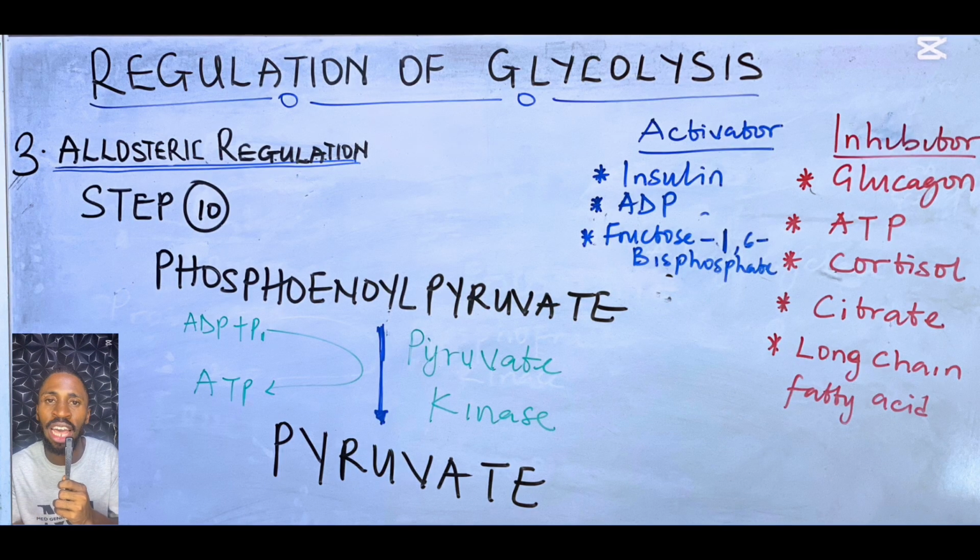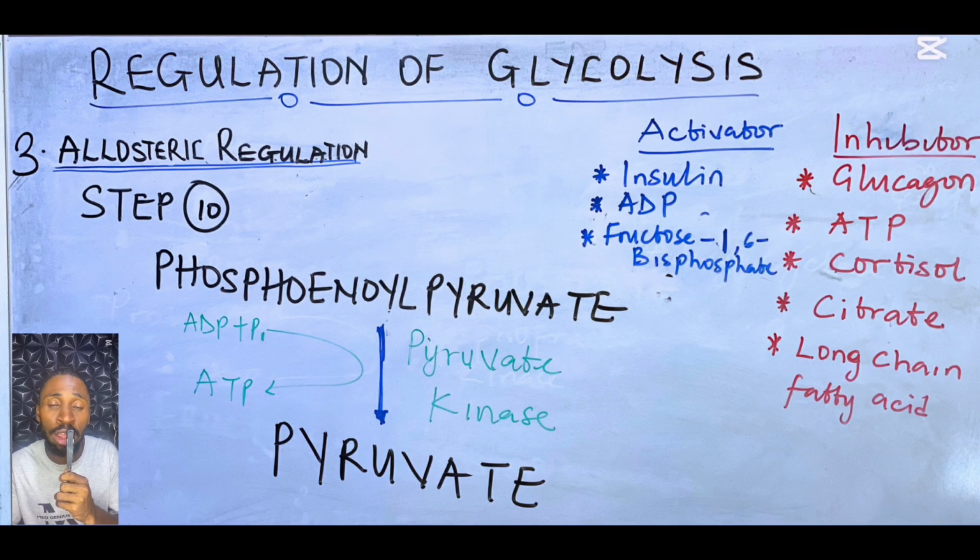Step 10 of glycolysis is pyruvate kinase. Pyruvate kinase is another important rate-limiting enzyme, because when this enzyme is active, what happens? PEP, phosphoenolpyruvate, will form pyruvate. Who stimulates this reaction? The same ones: insulin, ADP, and also fructose 1,6-bisphosphate. Fructose 1,6-bisphosphate, insulin and ADP stimulate pyruvate kinase. But what also inhibits this? Don't forget, the same ones.